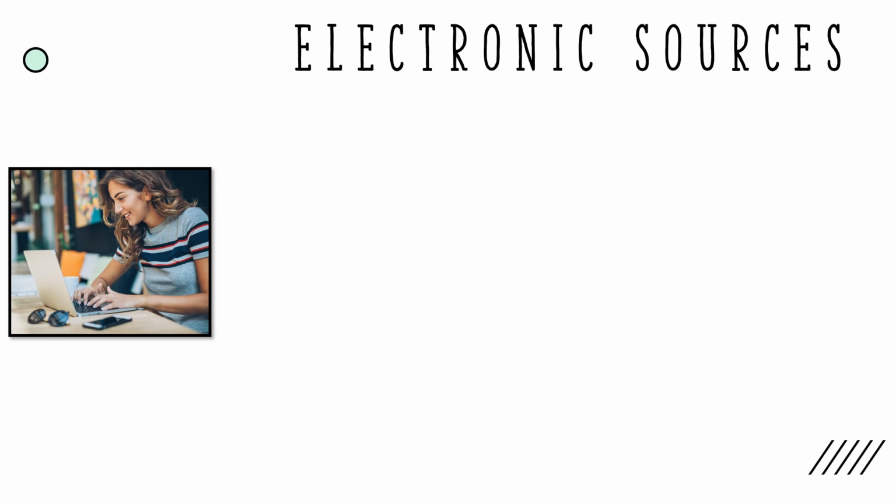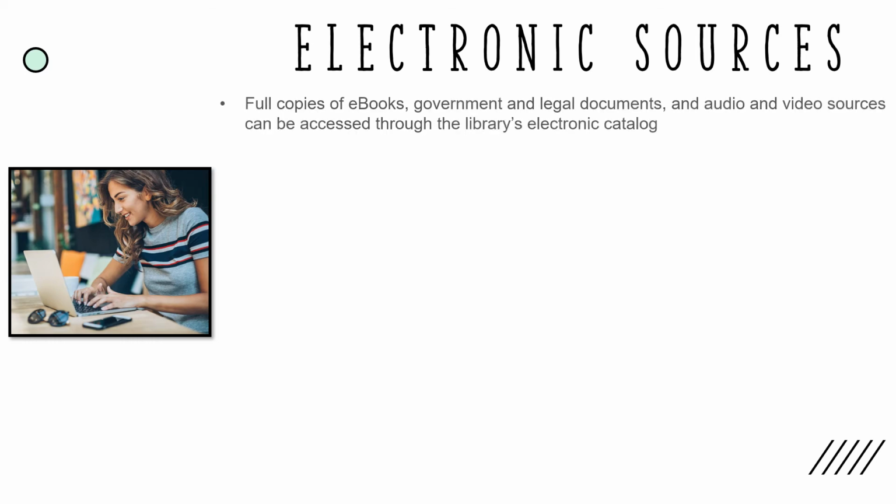Libraries also provide access to a wealth of electronic sources through the library's electronic catalog, research databases, and online subscriptions to journals, magazines, and newspapers. Sometimes full copies of e-books, along with government and legal documents and audio and video sources, can be accessed through the library's electronic catalog without having to visit the library in person. The library's research databases can also be accessed from home.